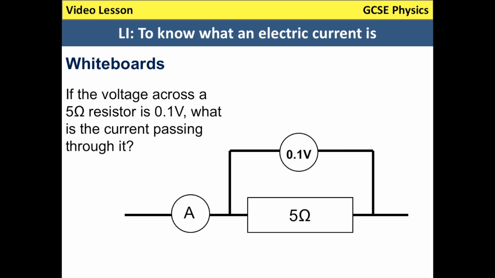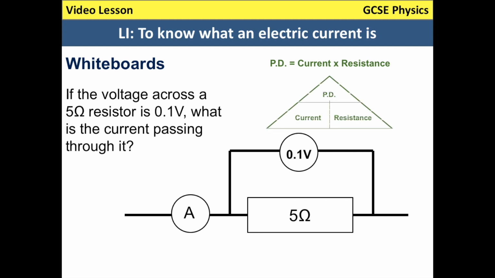Okay, and then the last question for today: if the voltage across a 5 ohm resistor is 0.1 volt, what is the current passing through it? So again, no guesses for which equation we're using. It's PD equals current times resistance. We would draw our equation triangle for it with PD on the top, and then current is going to be 0.1 divided by 5, which gives us an answer of 0.02 amps.